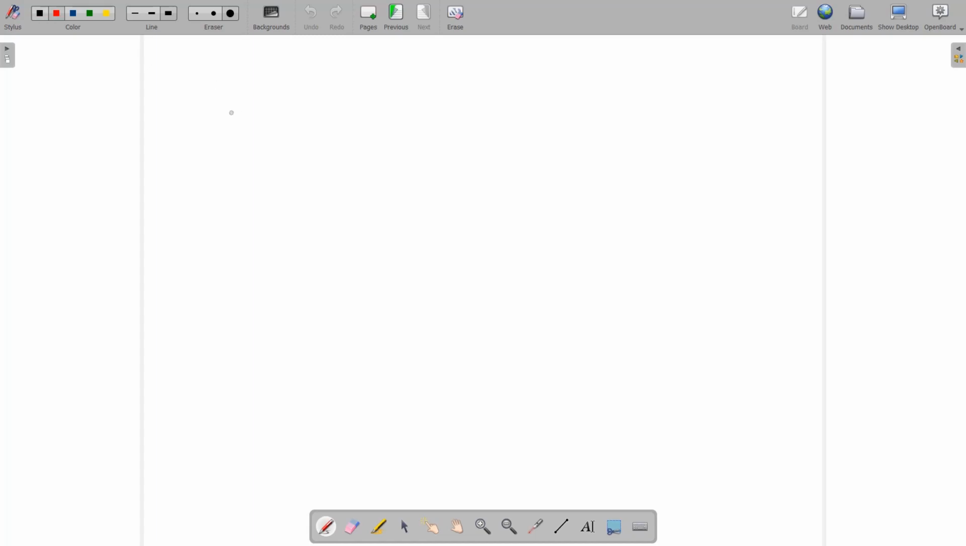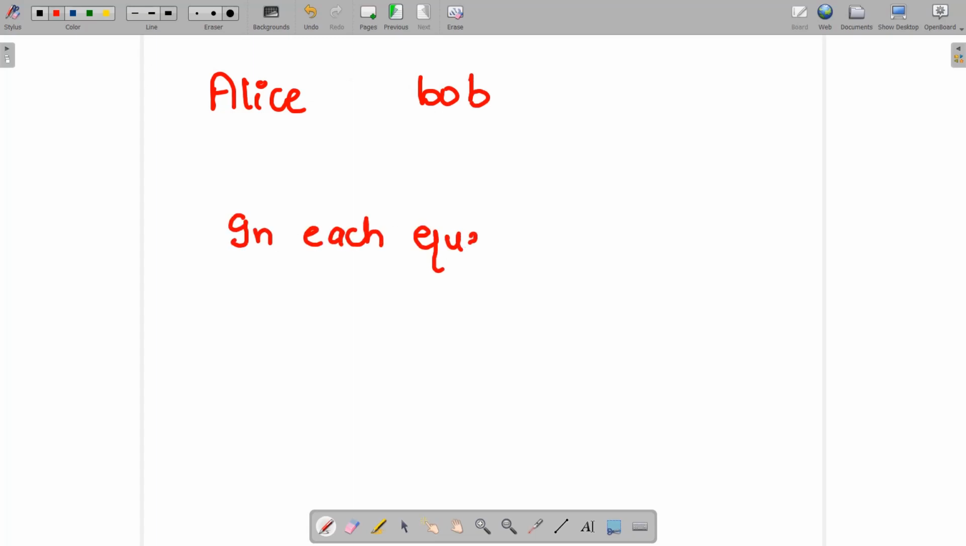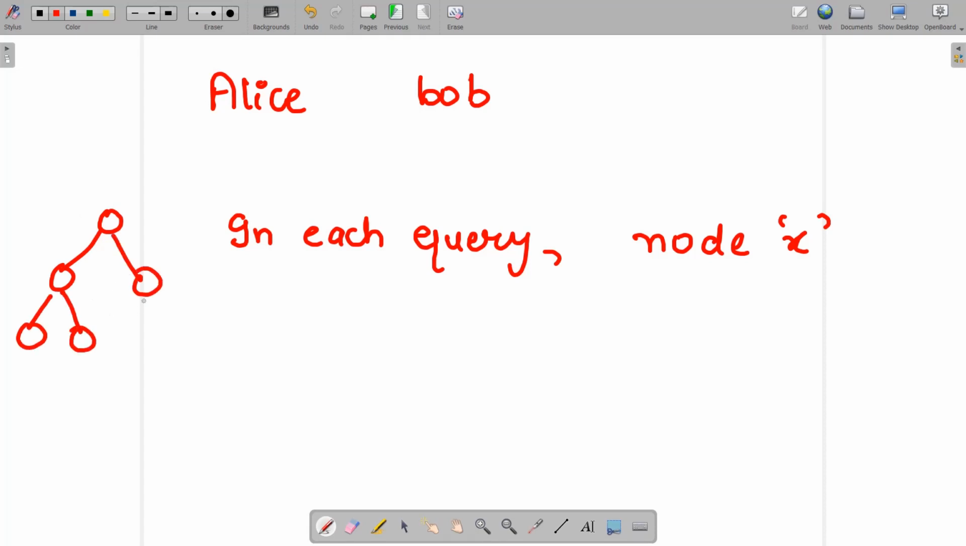So there are two persons, Alice and Bob. In each query you will receive a node x, right? So there will be some tree-like structure that would be given to you. Suppose this is a tree, and this is a node x. This is our node x. In each query you need to find out the probability to reach node x.